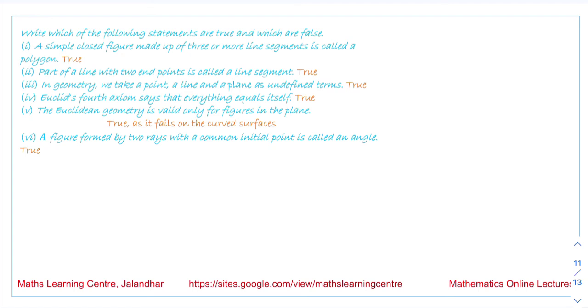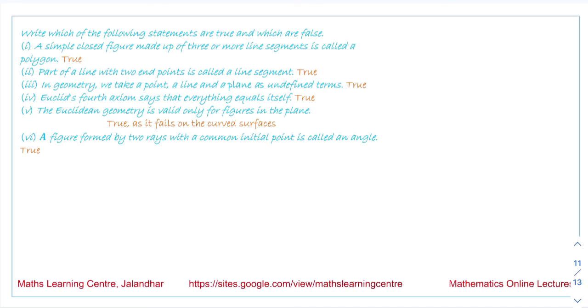Second we have, part of a line with 2 endpoints is called a line segment. So this is also true. We have studied this definition earlier also, that it has 2 endpoints and it is a line segment. Next is, in geometry, we take a point, a line and a plane as undefined terms. So there is no fixed definition for a point. We are saying it is just the position of some location. And there are no fixed definitions for these terms.